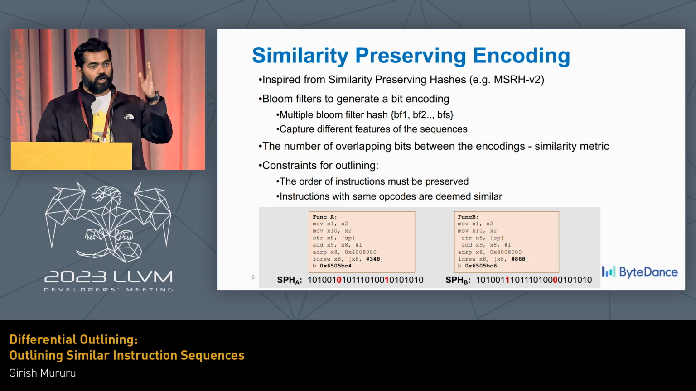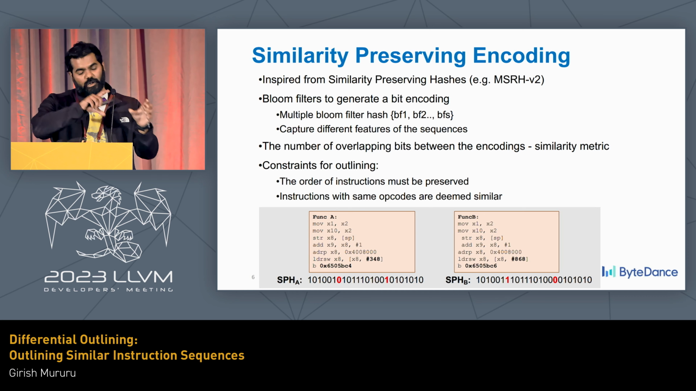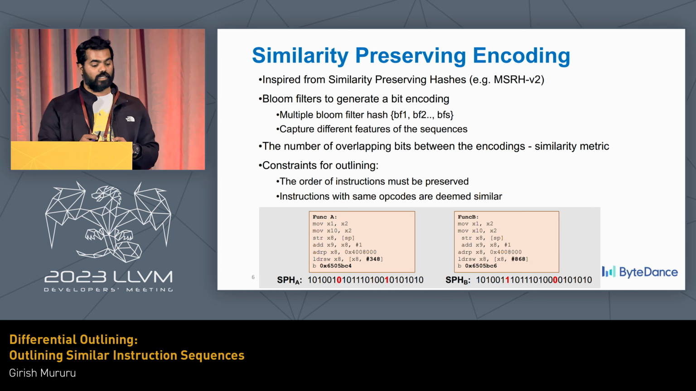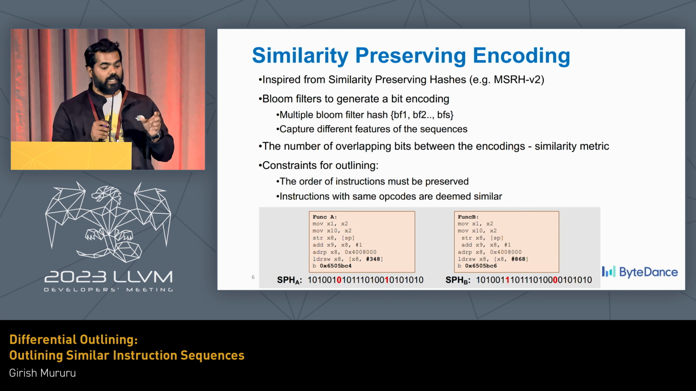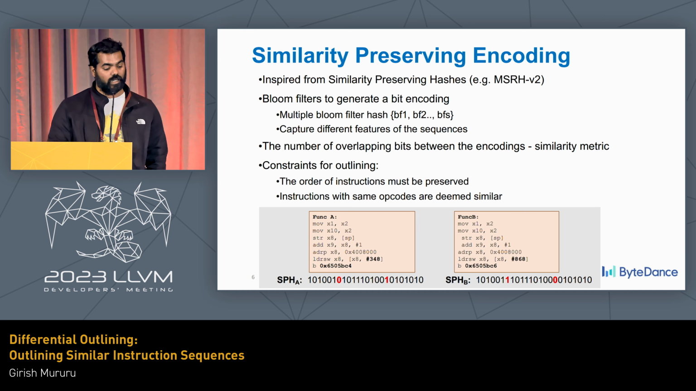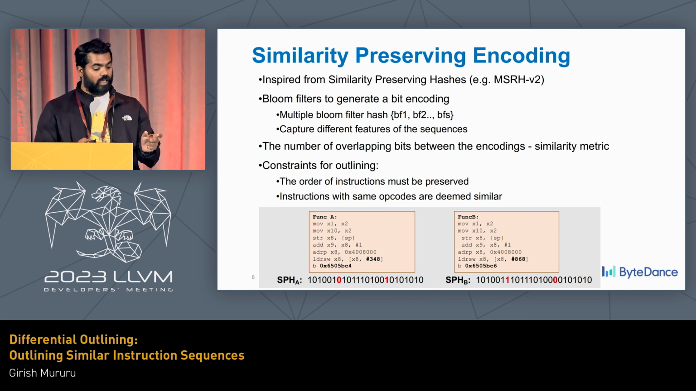And for our cases, we want the order of instructions to be right, because even if the instructions are the same and the order is not the same, we cannot outline these sequences. And then we also prioritize the instructions as similar if they have the same opcodes, because if the instructions differ with register and constants, we can outline these sequences. For example, here in function A and function B, these sequences only differ by the constant and the jump address at the last instruction. So they have similar encodings and they differ by a couple of bits.